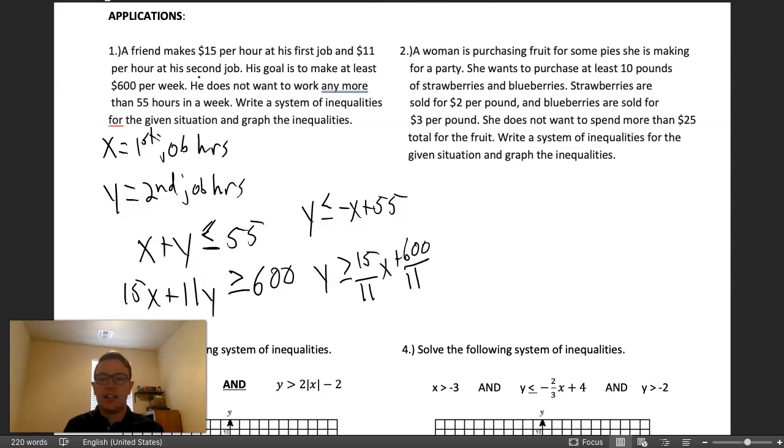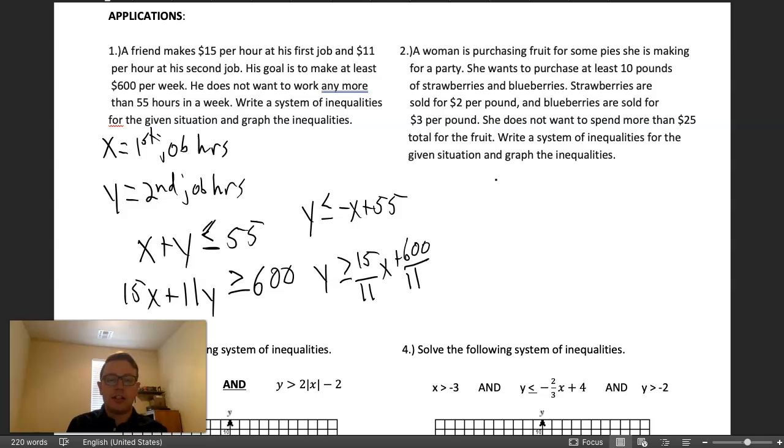So that is it for this application. Why don't you go ahead and try the second application? We're looking for somebody who wants at least 10 pounds of strawberries and blueberries, when strawberries are $2 a pound, blueberries are $3 a pound, and she doesn't want to spend more than $25 for fruit. What are the equations going to be, and what is that graph going to look like?